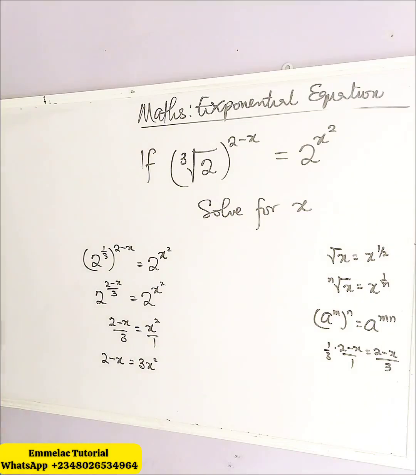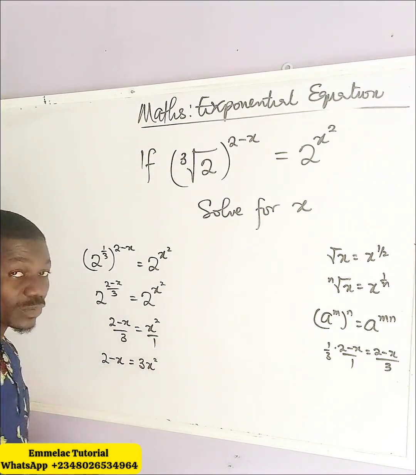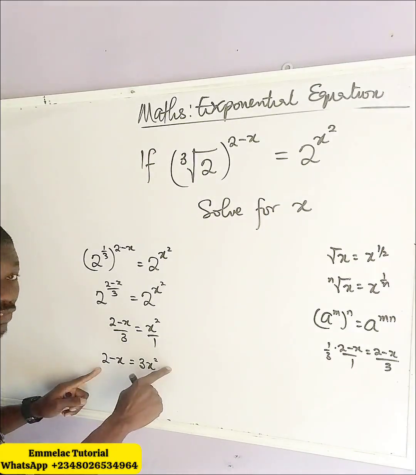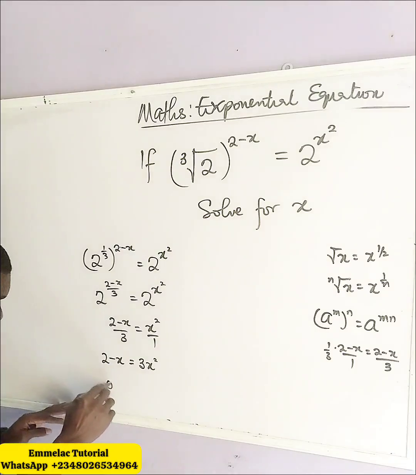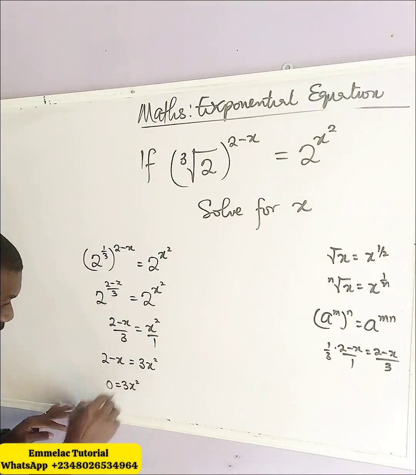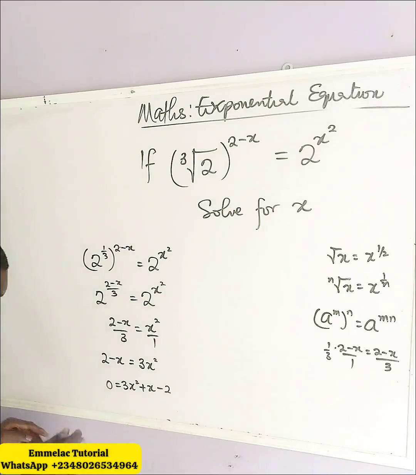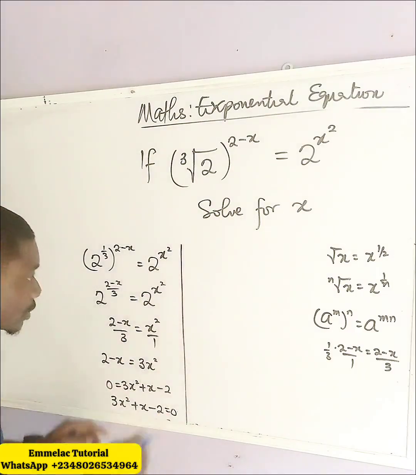At this point, I want to take the whole of the left hand side to the right hand side and equate everything to 0. So 2 moving here gives negative 2, and negative x moving over gives a positive x. So here we have 0 equals 3x squared plus x minus 2. Rearranging, 3x squared plus x minus 2 equals 0. We can see that this is factorizable.